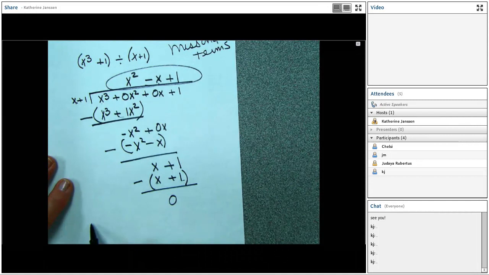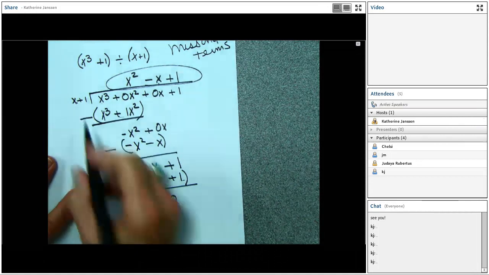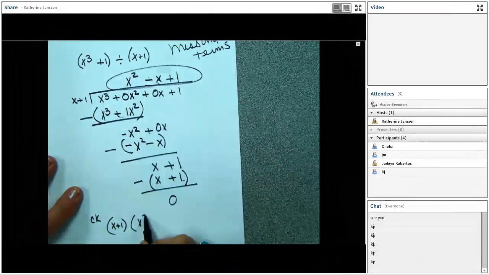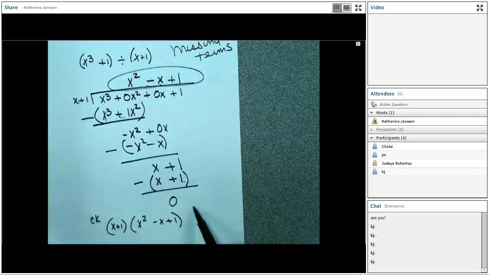And how would we check? Your divisor times your quotient, and use distribution.